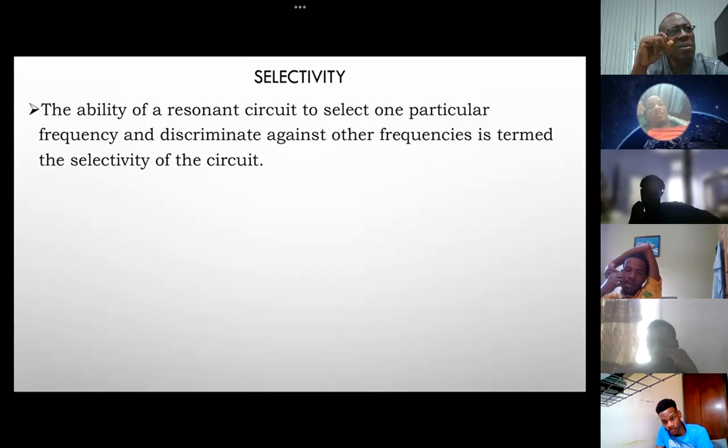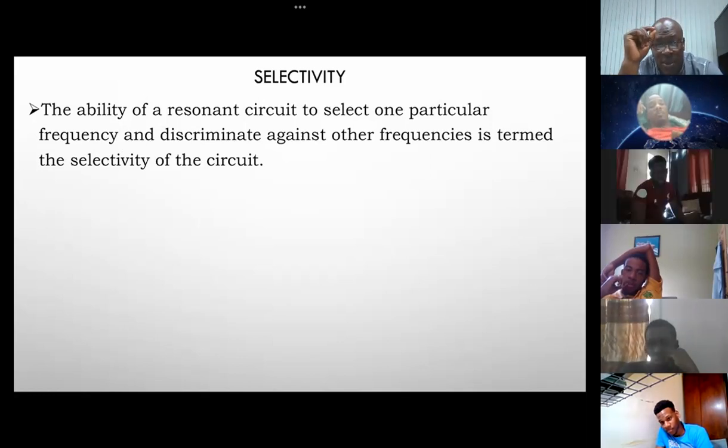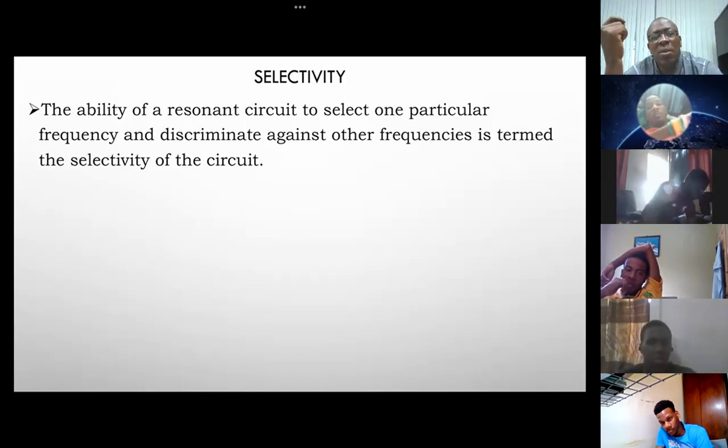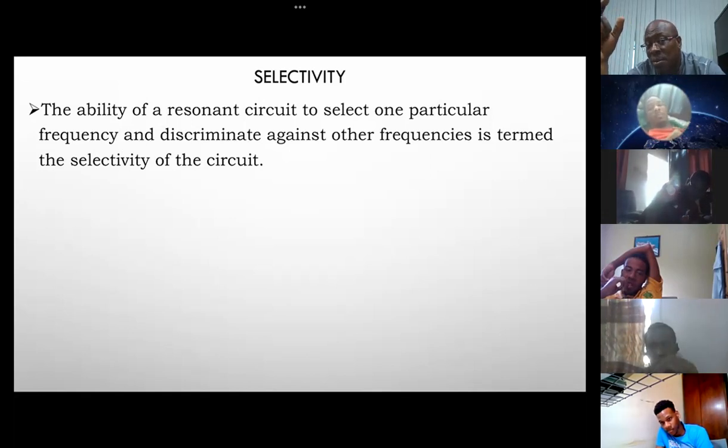Is it Hot 102? No, not Hot 102. The one in Montego Bay. Anyway, it's at 88.1. So their frequency is 88.1 megahertz. But then you have TBC, which is at 88.5. That's just 0.4 megahertz. So if they were operating with wide bandwidth, they could easily distort what is happening at TBC.